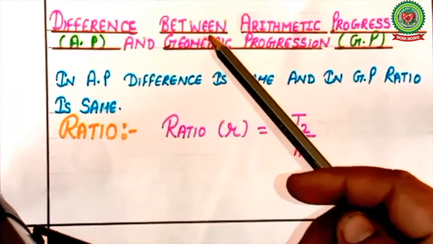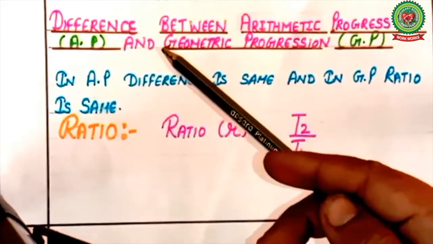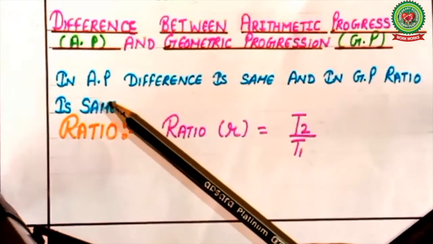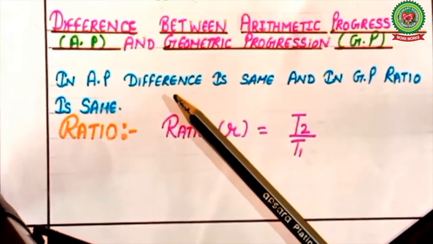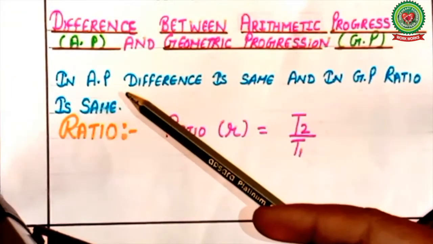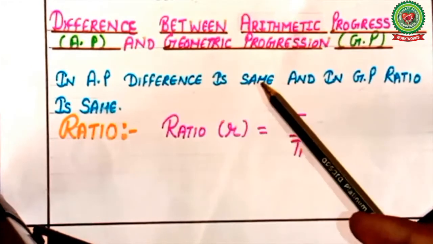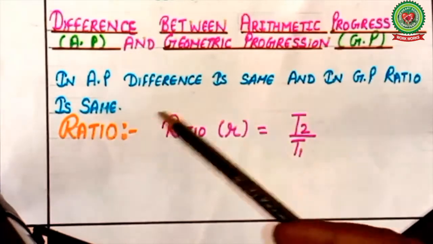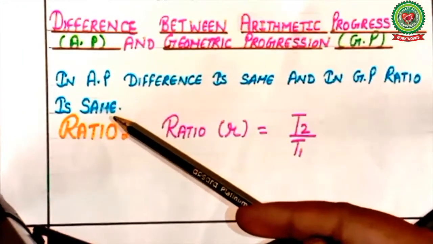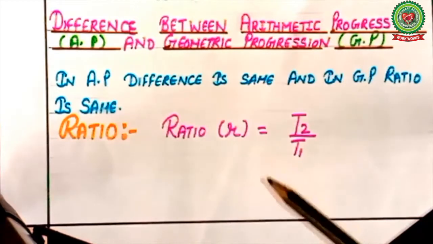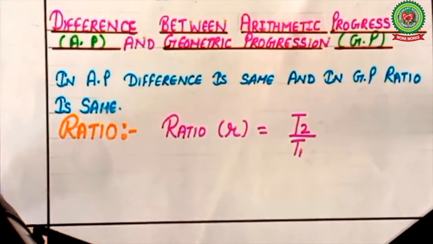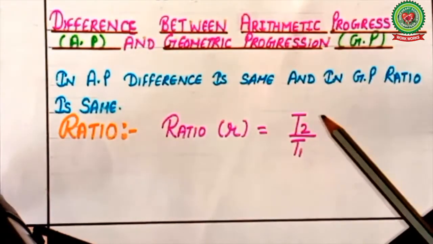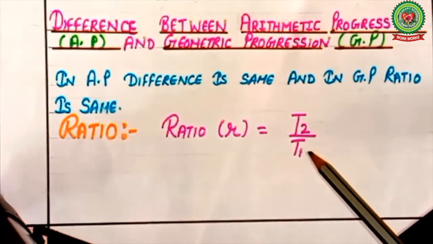What is the difference between AP and GP? Students, AP you have done earlier in your classes. In AP, the difference is the same, and in GP, the ratio is the same. Students, now we have one formula for finding a ratio, that is, ratio is equal to second term upon first term.